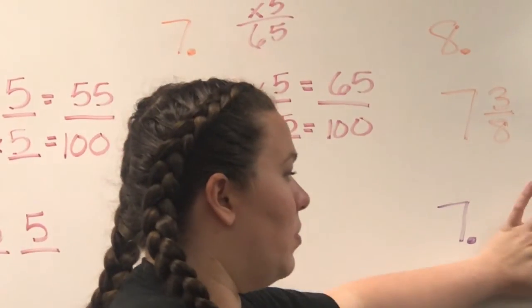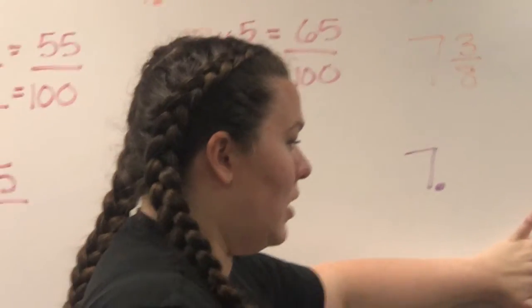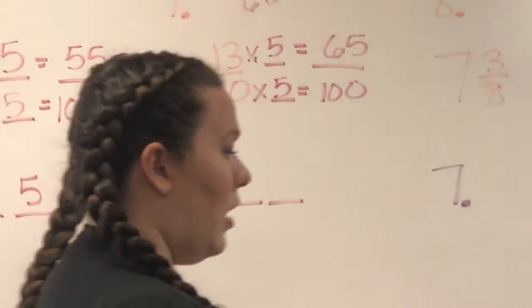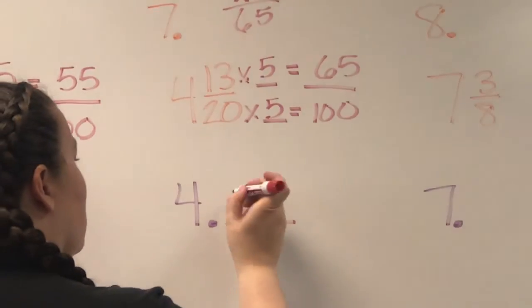Okay, everything that I did to the bottom, I must do to the top. What is the new denominator? How many spaces do I need? And take the numerator and place it in the decimals.